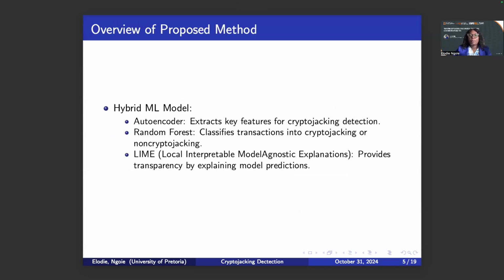Next. Our method is a hybrid model using autoencoders for feature extraction, as I said earlier, and random forest for classification. To that, we add LIME, which is the XAI at this point. It is a local interpretable model-agnostic explanation technique to enhance interpretability. This combination allows us to detect cryptojacking effectively and provide insight into the model predictions.